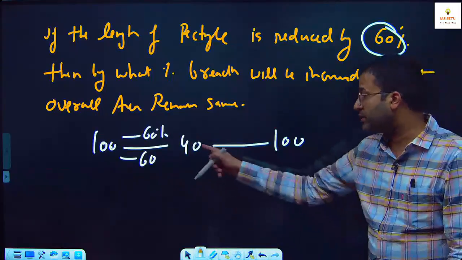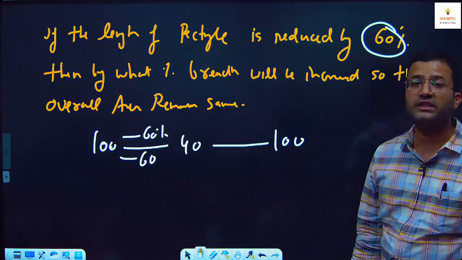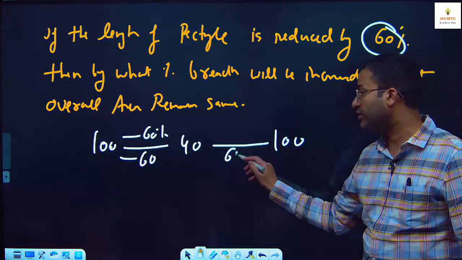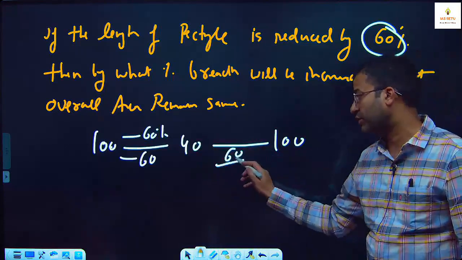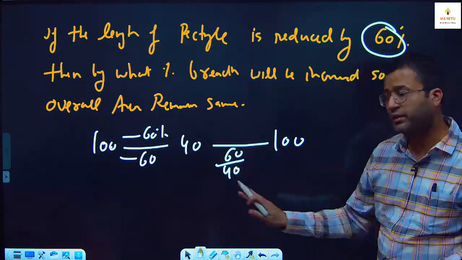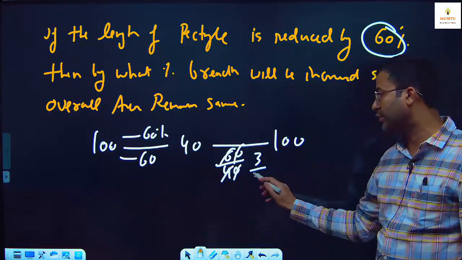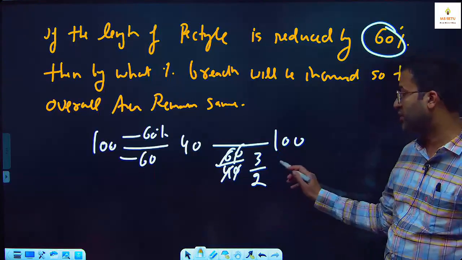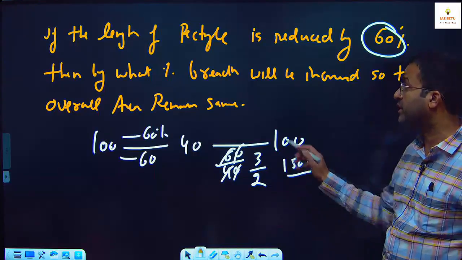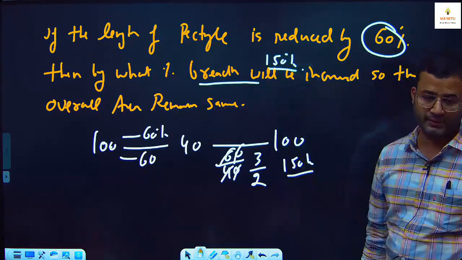Now next step is from 40 to 100, we have to increase or decrease? Increase. कितना? 60 का. किसके ऊपर? 40. We have to increase 60 over 40. Denominator छोटा, उससे भी फर्क नहीं पड़ रहा, 0 से 0 cancel, it is 3/2. 1/2 is 50%, 2/2 100%, 3/2 150%. So breadth will be increased by 150%.